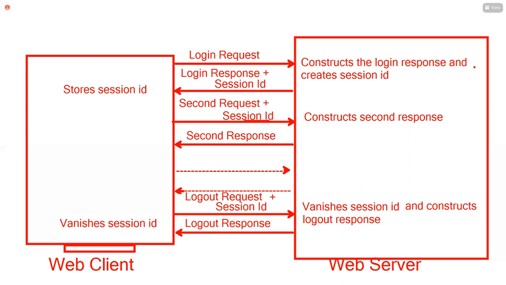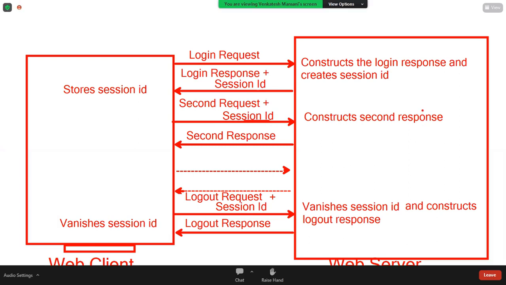If it exists, a session ID is created, and that ID is passed with the login response. Then that ID is stored in a cookie variable. Client side means cookie, server side means session. Later, suppose this person selected some shopping items. Items come, that is the second request. Session ID also comes. Items are stored here.